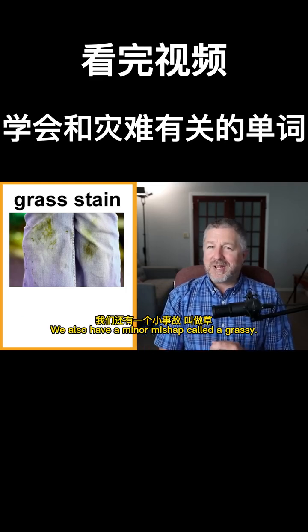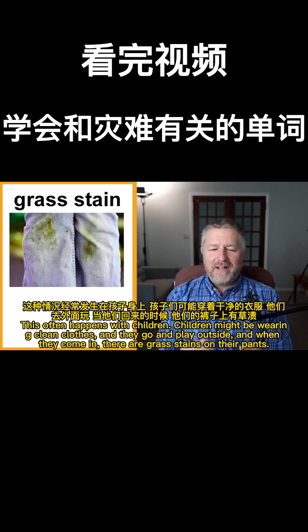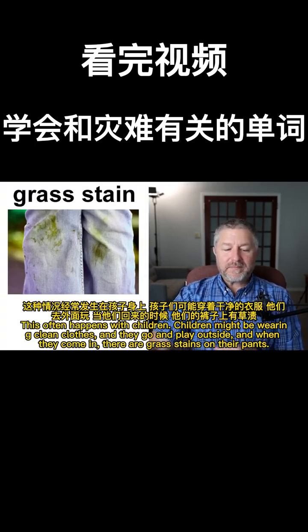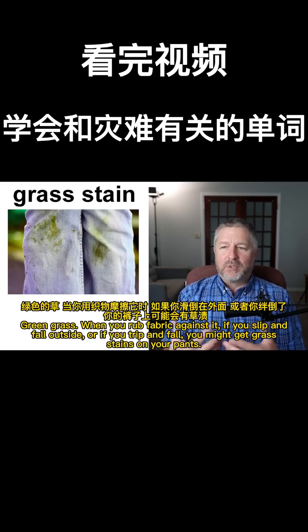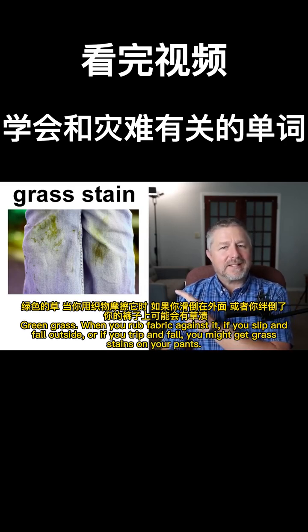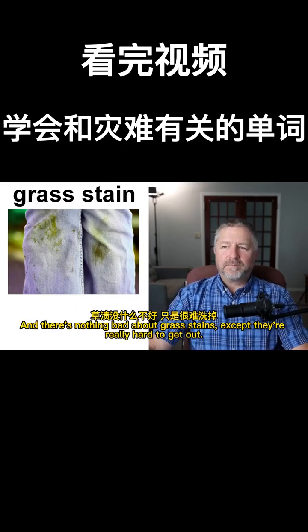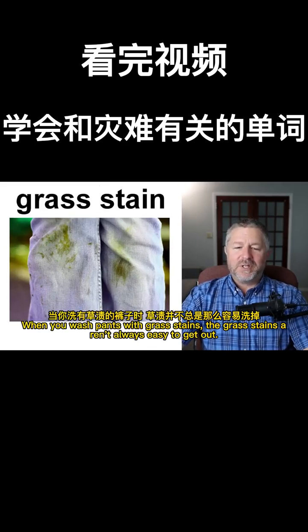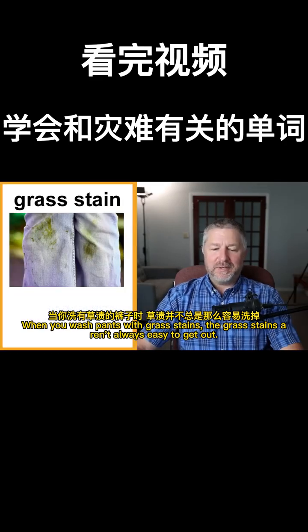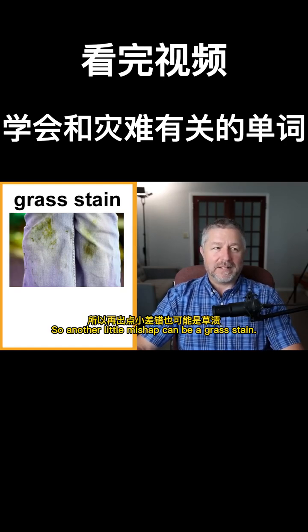We also have a minor mishap called a grass stain. This often happens with children. Children might be wearing clean clothes and they go and play outside, and when they come in, there are grass stains on their pants. Green grass, when you rub fabric against it, if you slip and fall outside or if you trip and fall, you might get grass stains on your pants. And there's nothing bad about grass stains, except they're really hard to get out. When you wash pants with grass stains, the stains aren't always easy to get out. So another little mishap can be a grass stain.